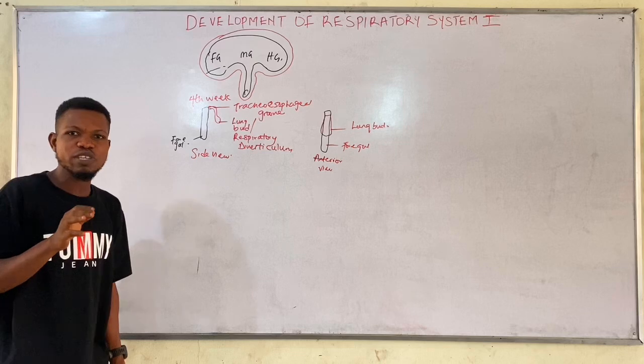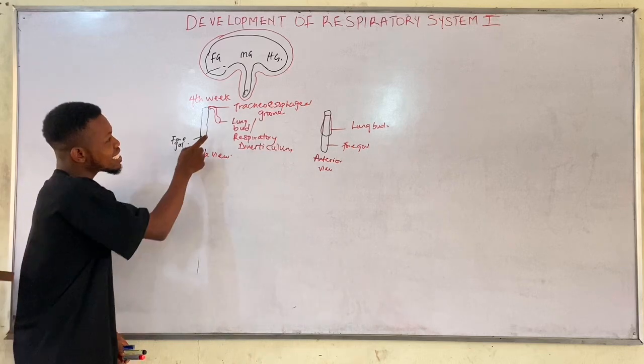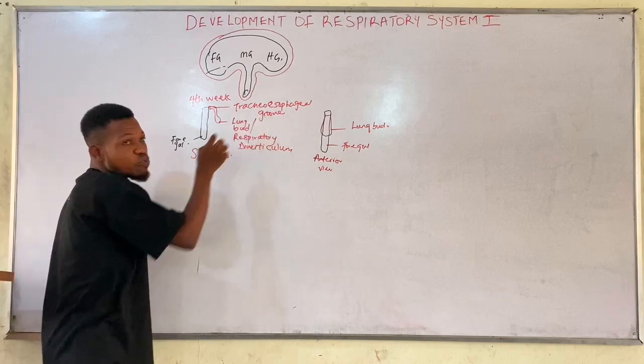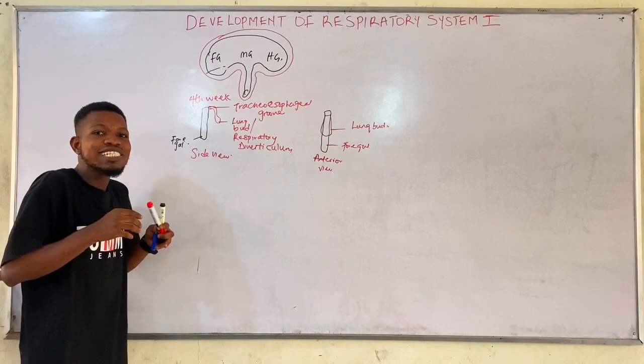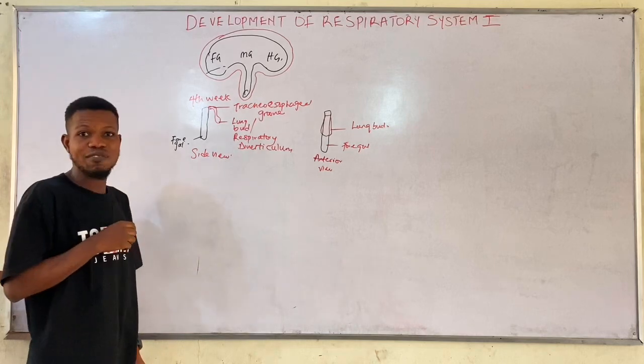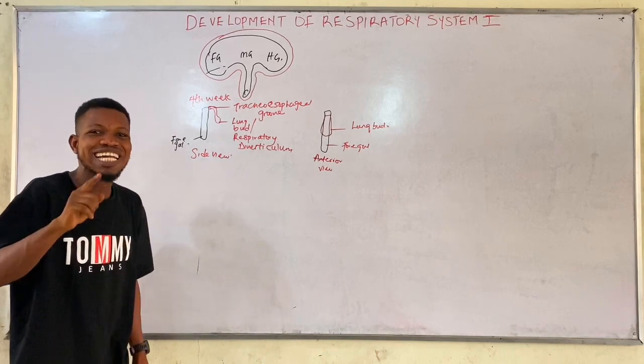Are you getting what I'm saying now? So during the 5th week, something happened. I said there's a communication between the lung bud and the what? Foregut. Why? Because of the tracheoesophageal groove. Because the endoderm uses the tracheoesophageal groove to bud off in order to form the respiratory diverticulum that is going to give rise to our trachea and the lungs.